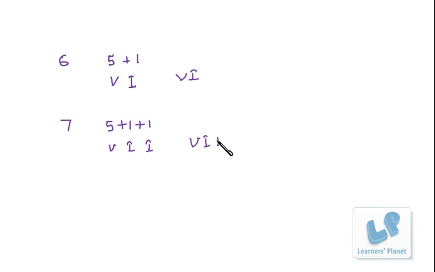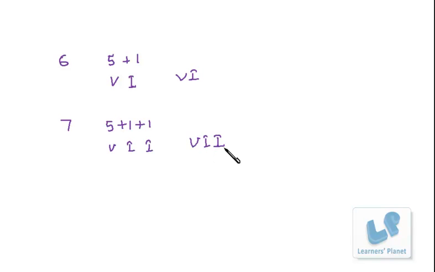Suppose I have a number 6. I wish to represent this 6 in Roman numerals. Now 6 is what? It's 5 plus 1. Now in Roman numerals, 5 can be written as V and 1 can be written as I. So the representation of 6 is VI. Now suppose I wish to write 7, then it is 5 plus 1 plus 1. That means VII.